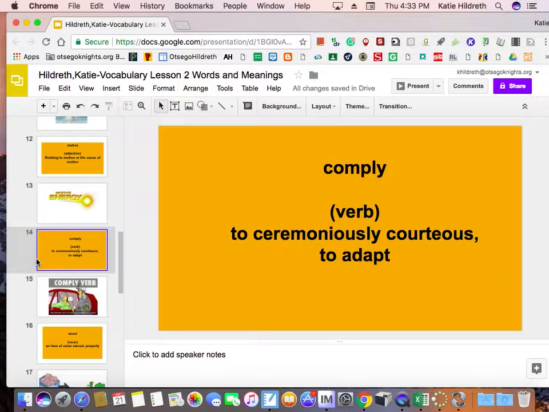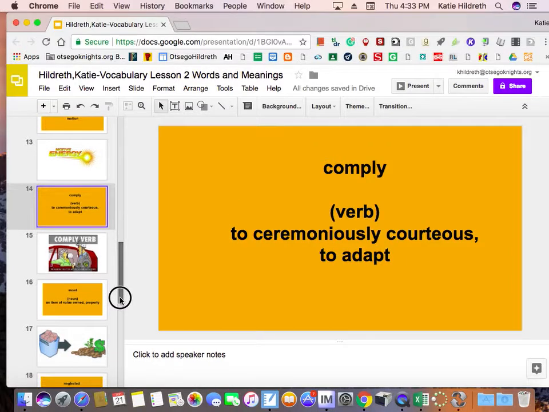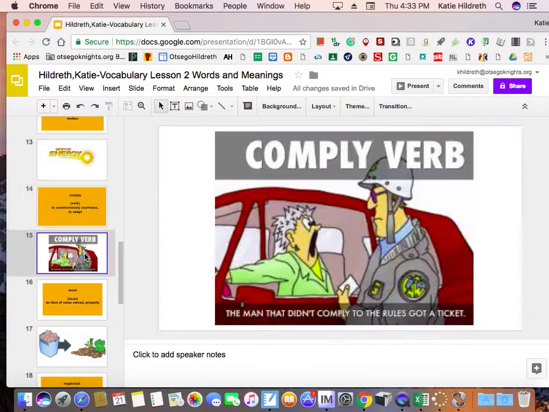So if you comply to what a teacher tells you, if they ask you to get up and go to your seat and you don't really want to, but you do it anyways, that would be to comply. Okay? To be courteous ceremoniously is to be respectful. And I put this picture of the comply verb, and it says the man didn't comply to the rules, got a ticket. So by not following the rules or not complying, he got the ticket. But as long as he was complying with the speed limit, he wouldn't get a ticket.